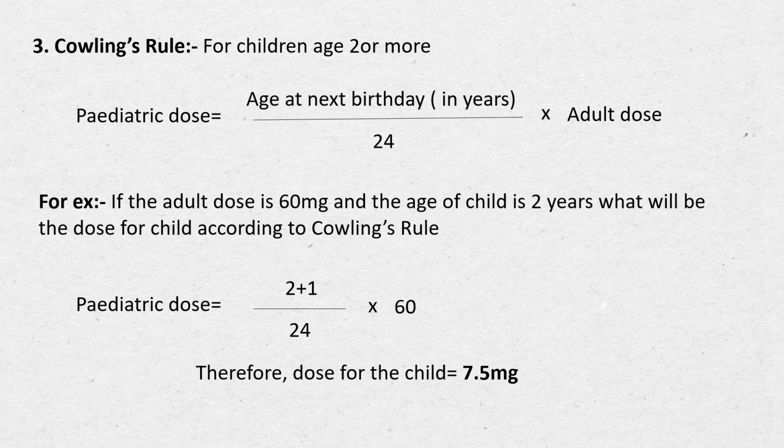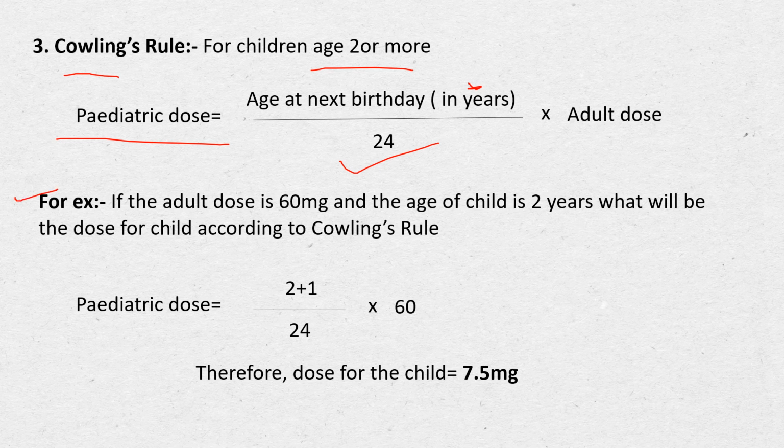Next is Cowling's rule. This formula is used for children aged 2 or more. So the formula is pediatric dose is equal to age at next birthday in years upon 24 into adult dose. So let's see an example so that you understand it properly.